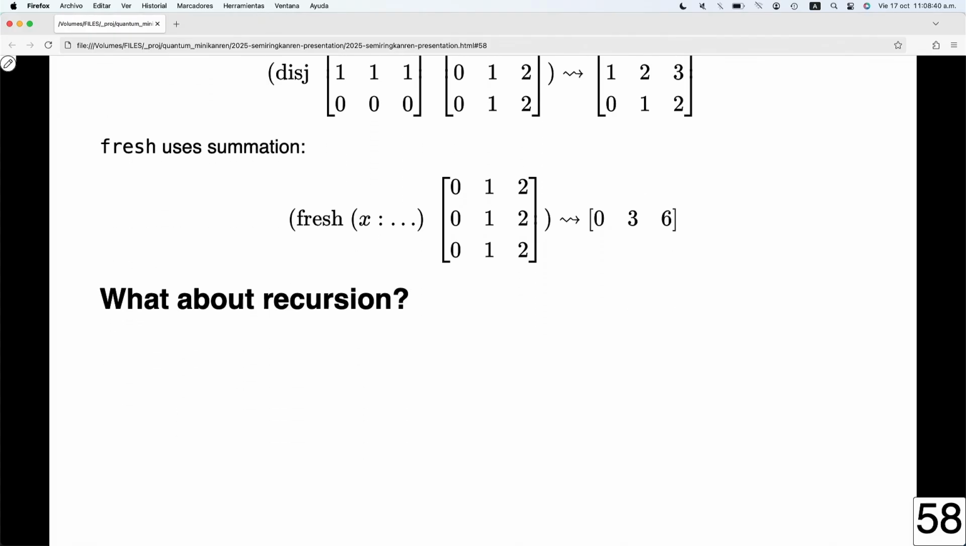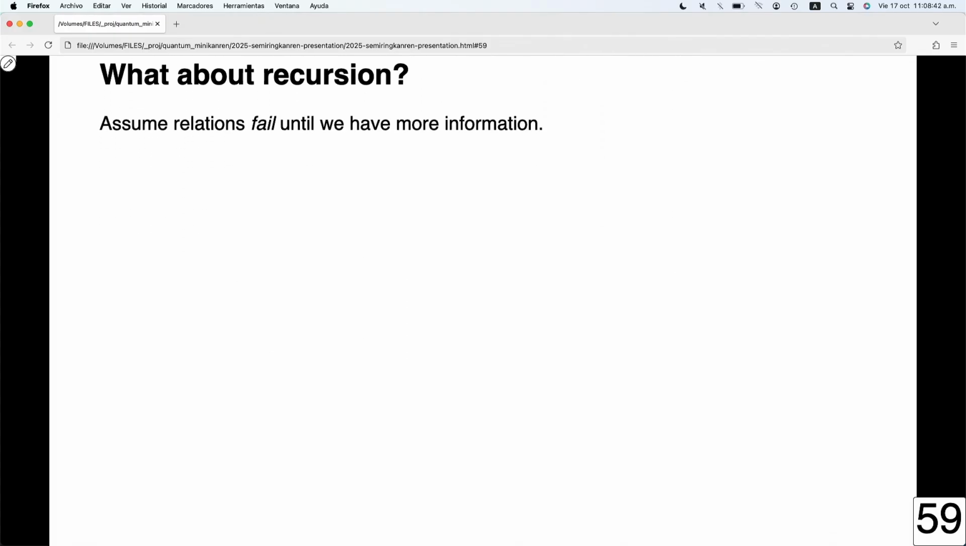All right, so what about recursion? So we assume that the relations fail until we have more information about what they need. So as I mentioned before, when we call a relation, it uses a pre-calculated relation array, but in the case of recursion, we don't necessarily have that pre-calculated relation array. So we start by assuming it fails, just filling it with all zeros, and then we recompute.